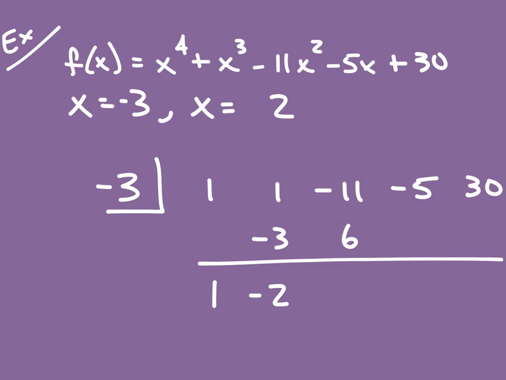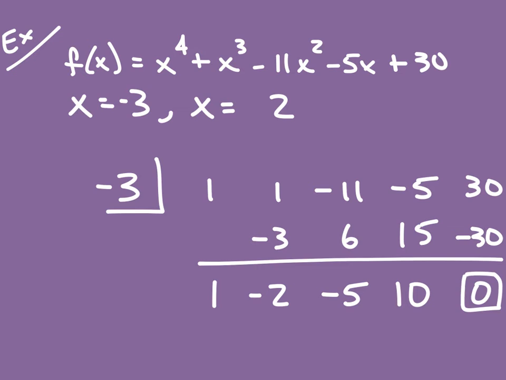Add these values, and so what we get from adding those is negative 5. If I do negative 3 times negative 5, that's going to give us positive 15. And then if we take negative 5 plus 15, that's going to give us 10. And then from there, we've got negative 3 times 10, which gives us negative 30. And what we want to make sure we do is that these two numbers add to 0. And so our remainder is 0.